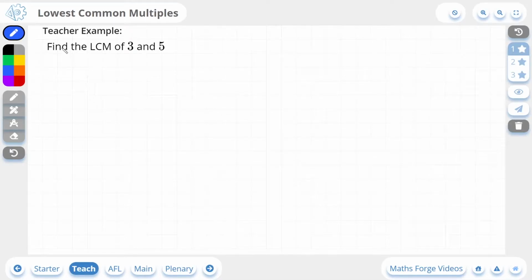In today's lesson, we're going to be doing the lowest common multiples. So let's take a look at our first example. We're being asked to find the LCM, or lowest common multiple, of 3 and 5.